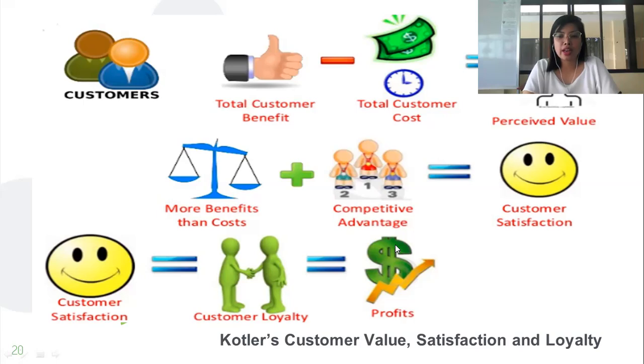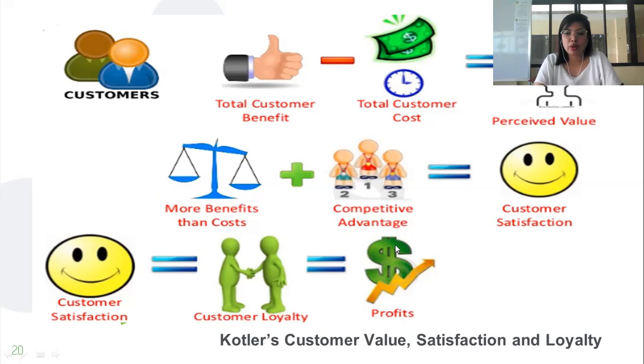And then customer satisfaction equals customer loyalty, and this equals profit. So the more you take care of your customers, the more loyal customers, the more profits you will have. So supply chain affects the perceived value of customers, the customer value satisfaction and loyalty, because if the products are not satisfactory, or if, for example, you are working in a restaurant and the food tastes bad, you will not gain customer loyalty.